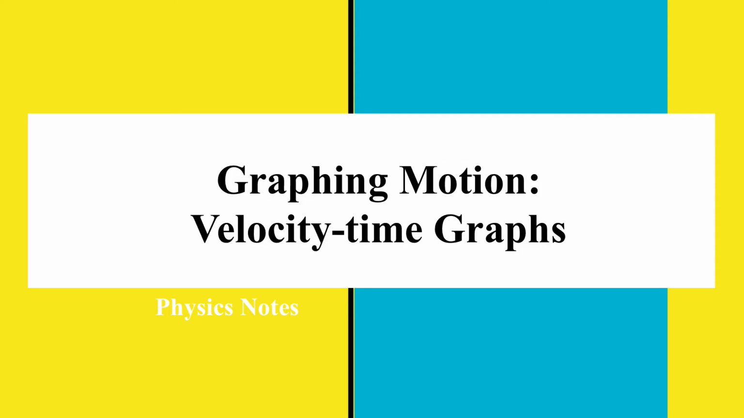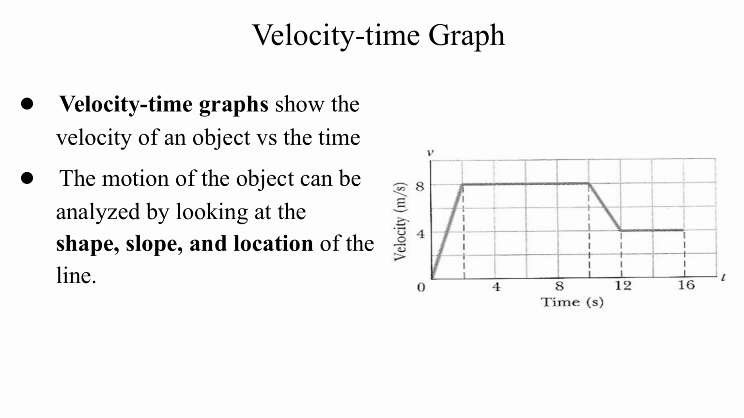Hey y'all, today we're going to go over velocity time graph notes for physics. So velocity time graphs are graphs that plot the velocity of the object as it moves versus the time. So you're always going to see velocity on the y-axis, and on the x-axis is going to be time, just like it was for position graphs. We're going to analyze these based on the shape of the lines, the slope of the line, and location of the line.